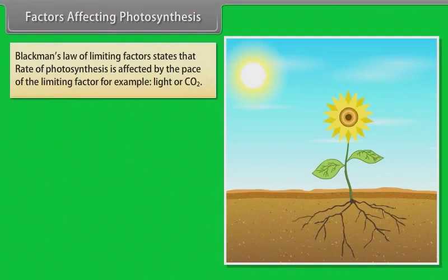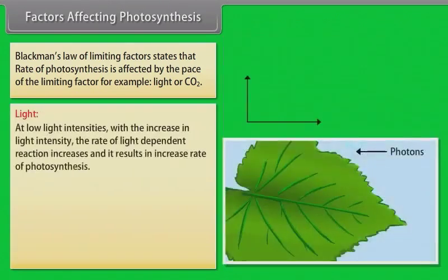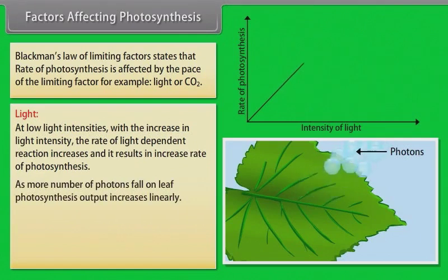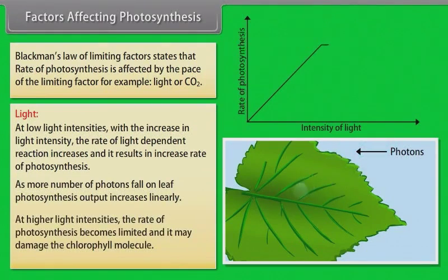Factors affecting photosynthesis. Blackman's law of limiting factors states that the rate of photosynthesis is affected by the pace of the limiting factor, for example, light or CO2. Light. At low light intensities, with the increase in light intensity, the rate of light-dependent reaction increases and it results in an increased rate of photosynthesis. As more photons fall on the leaf, photosynthetic output increases linearly. At higher light intensities, the rate of photosynthesis becomes limited and it may damage the chlorophyll molecule.